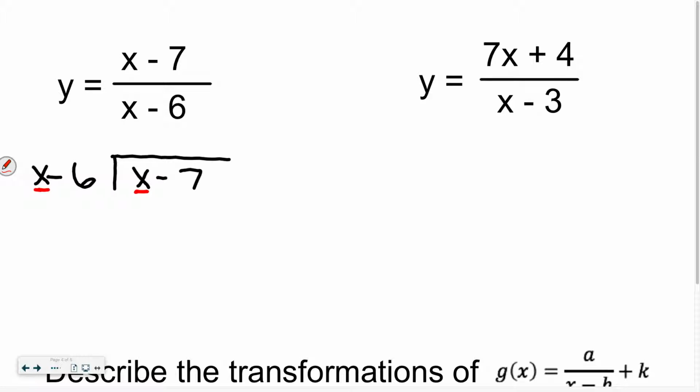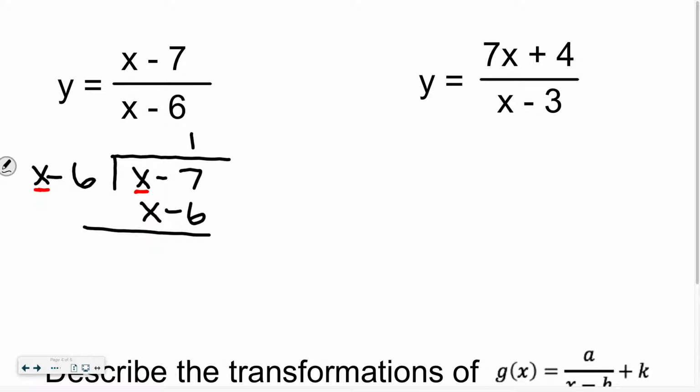So we're wondering, what could we multiply this x by to get x? Or how many times will x go into x? Once. So put 1 on the top. Then multiply, which is like distribution. So we're doing 1 times x and 1 times negative 6. So we get x minus 6.